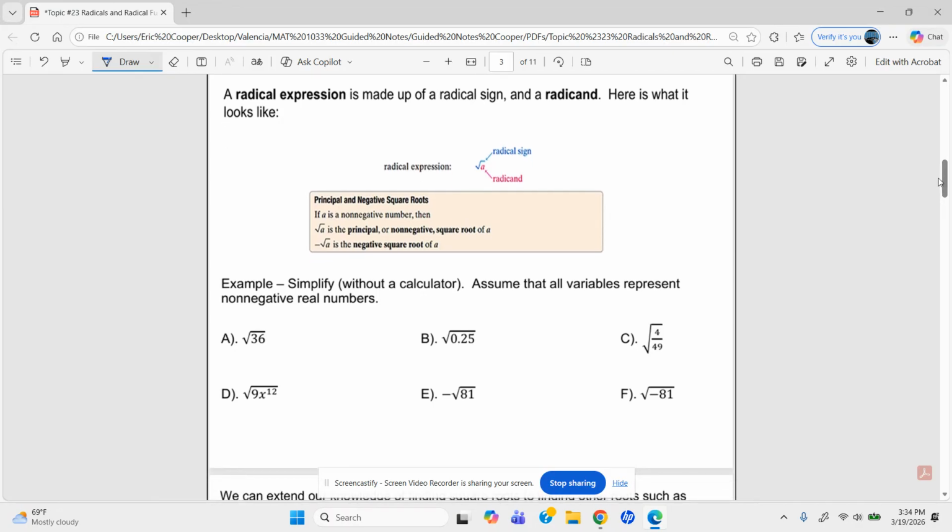So a radical expression is made up of a radical sign and a radicand. The radicand is just what's inside of the radical sign. The most common radical sign that you all are used to is the one that's written here, which is the square root.